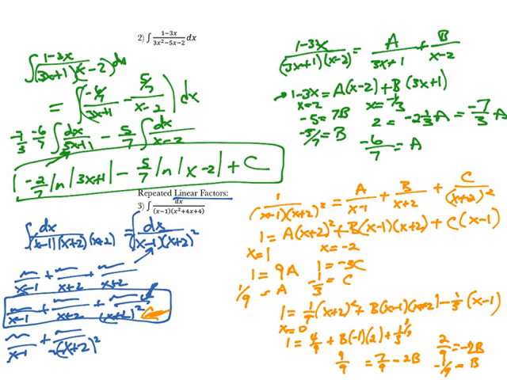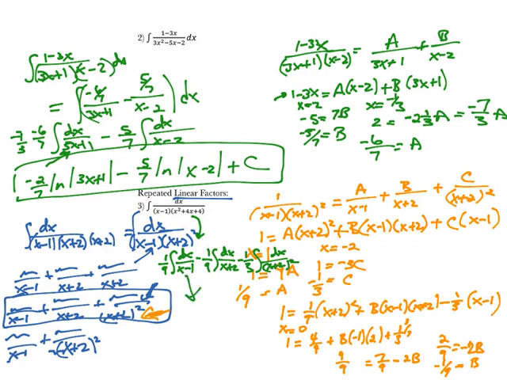So I've used up a lot of my space here, but let's see if I can fit this in. So this fraction becomes a, which is 1/9, so 1/9 times the integral of dx over x minus 1. b is negative 1/9, so minus 1/9 times the integral of dx over x plus 2. And c was negative 1/3, so minus 1/3 times the integral of dx over x plus 2 squared.